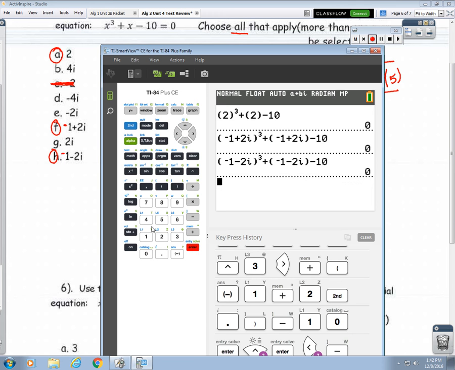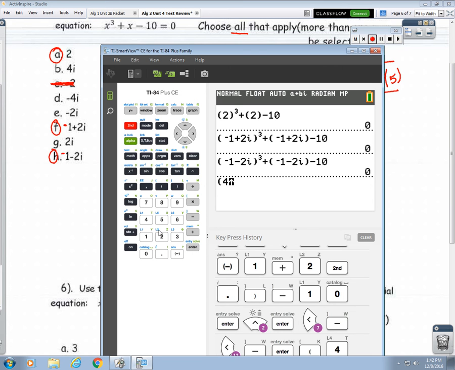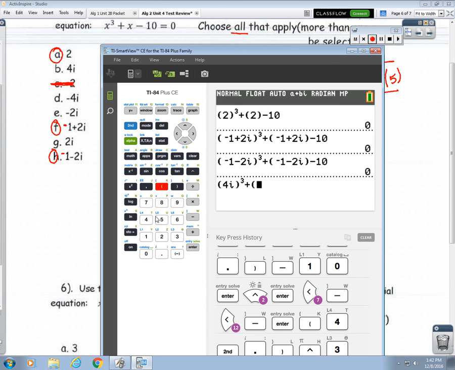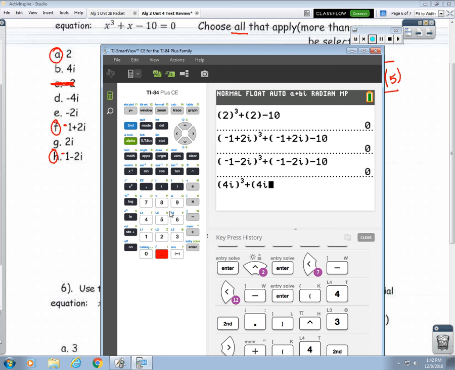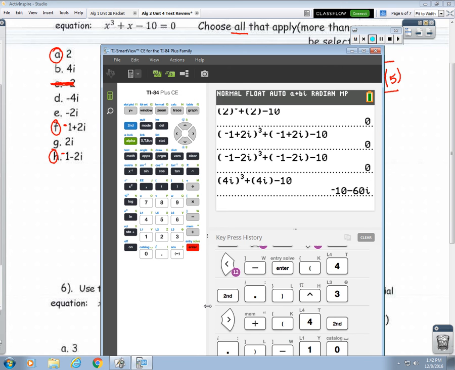And look. Now watch if I type in one of these other answers that we've already said is wrong. I'll type in 4i. So 4i cubed plus 4i minus 10. So see how I just retyped x cubed plus x minus 10, but I put 4i? Does not give me 0, does it? So you're looking for the choices that when plugged in for the x's give you 0, and those are your answers.